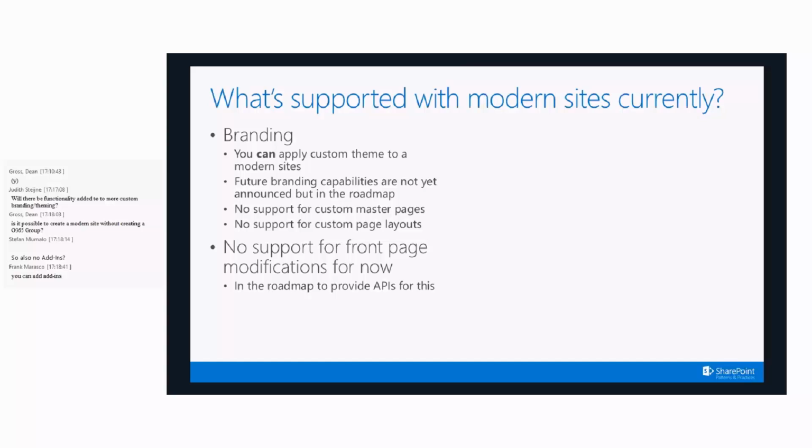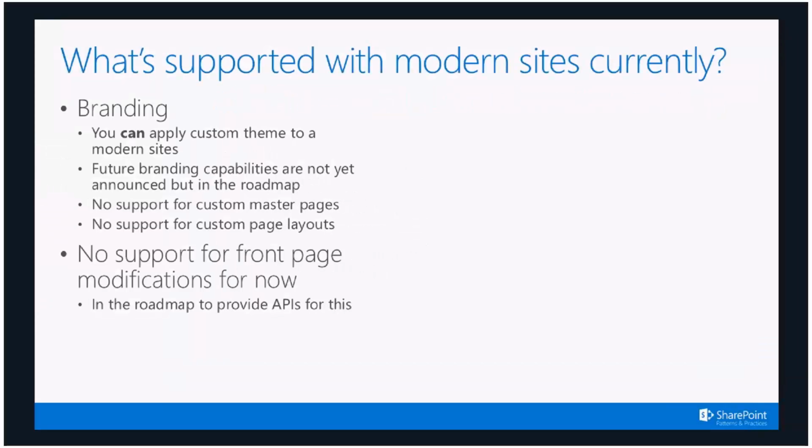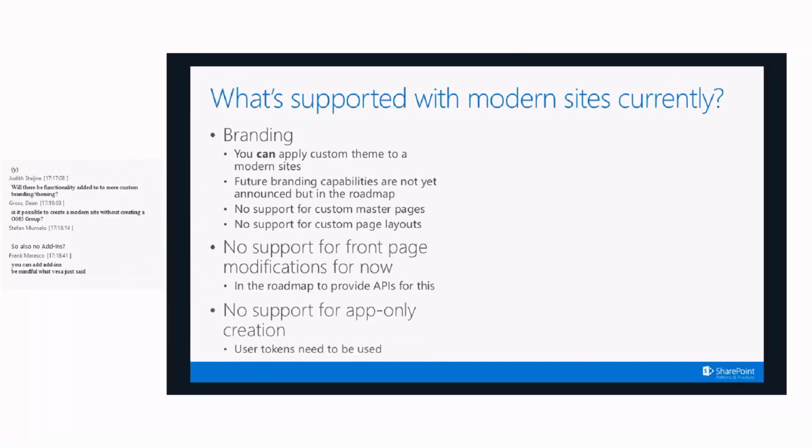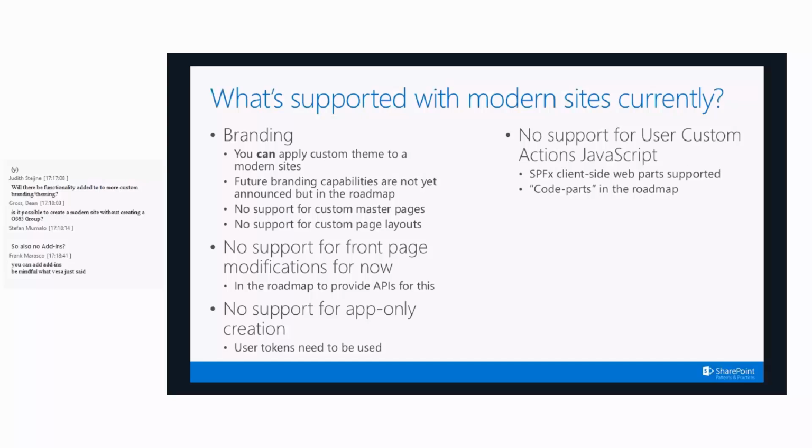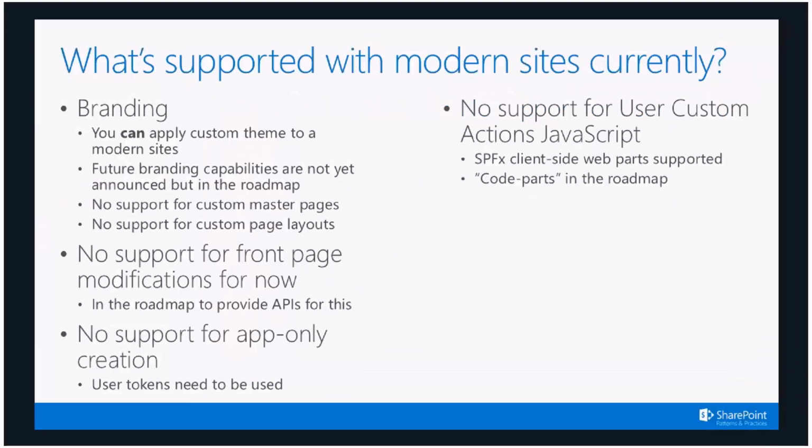There's no support for front page modification for now, so you cannot automatically modify the pages using the API. You cannot add web parts or modify the web parts using the API. That's in the roadmap. We are aware of the ask, but currently it's not available. There's no support for app-only creation, and this is a really nasty limitation. If you think about automation in the back, for example, from Microsoft Azure as a web job or whatever, you need to fall back on user token-based operations. There's no support for user custom action JavaScript, and this really relates to the NoScript tag being enabled, because that would essentially open up even security problems, theoretical security problems.